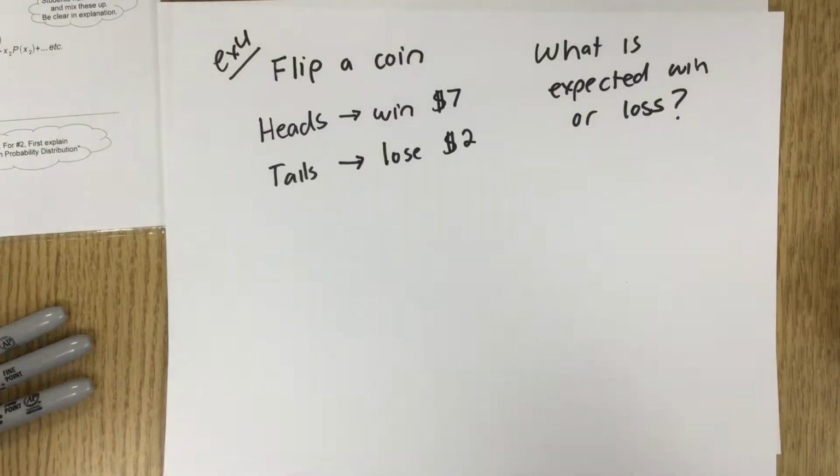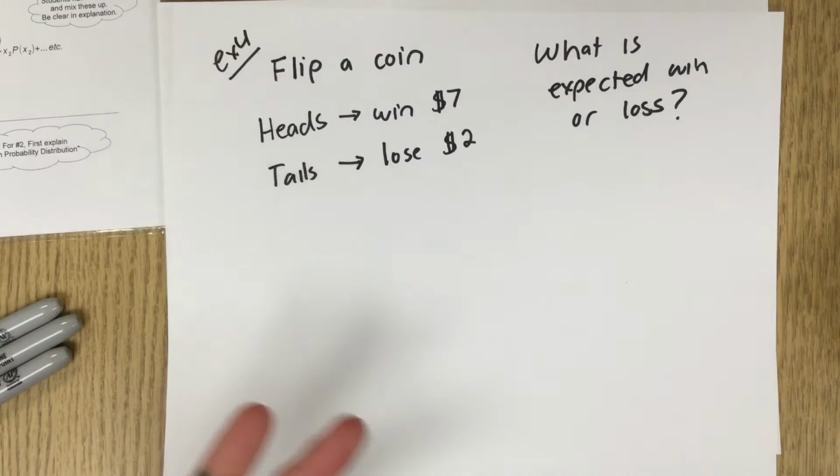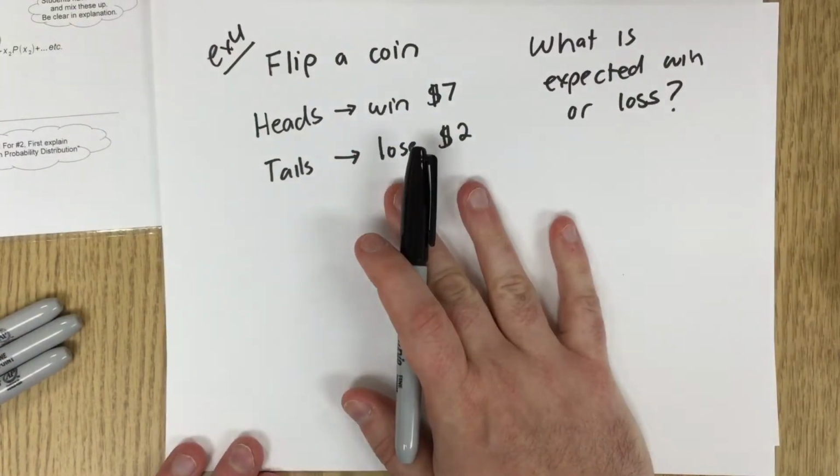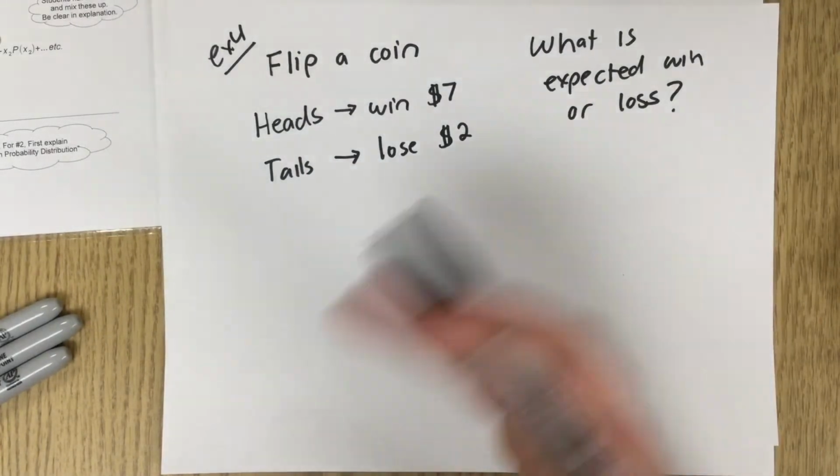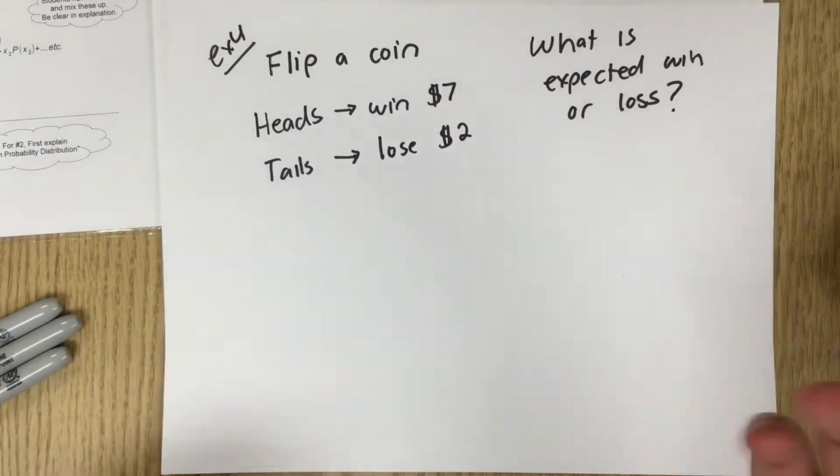So expectation doesn't just have to be wheels. We can apply it to everyday probability situations as well. So for example, let's say we flip a coin. And if it lands on heads, we're going to win $7. If it lands on tails, we're going to lose $2. And the question is, what is the expected win or loss?